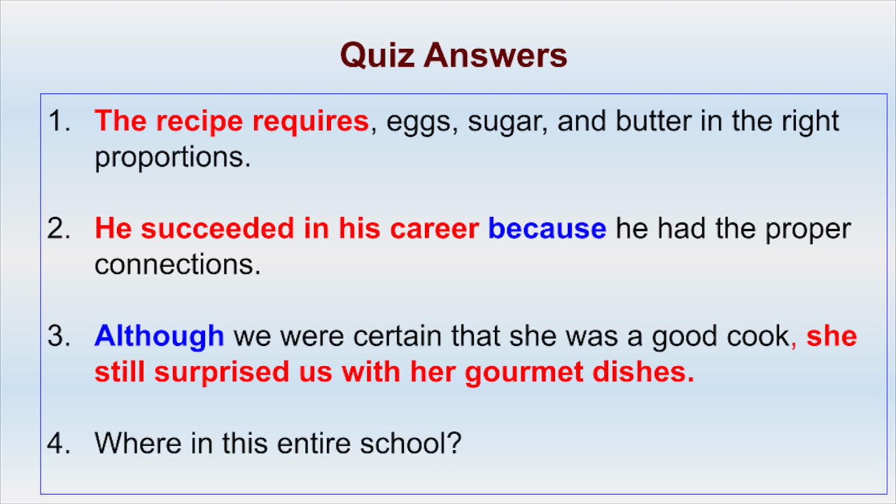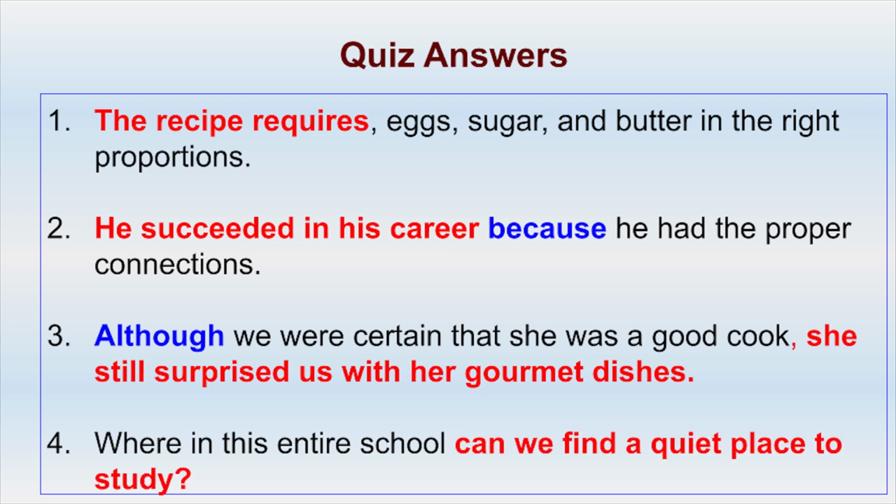Number 4, where in this entire school? The fragment is a question but lacks a subject and a verb. By adding "can we find a quiet place to study?" the sentence now acts as a complete question with a subject, we, and a verb, find. Where in this entire school can we find a quiet place to study?